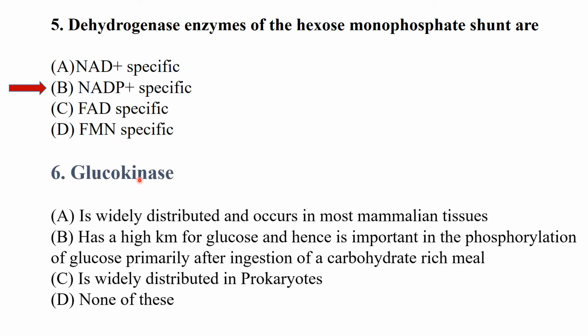Glucokinase is widely distributed and occurs in most mammalian tissues as a high Km for glucose. Michaelis-Menten constant for glucose, and hence is important in the phosphorylation of glucose primarily after ingestion of a carbohydrate rich meal. So the answer is option B.